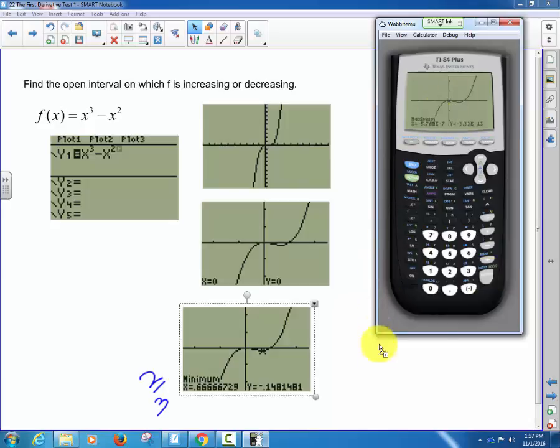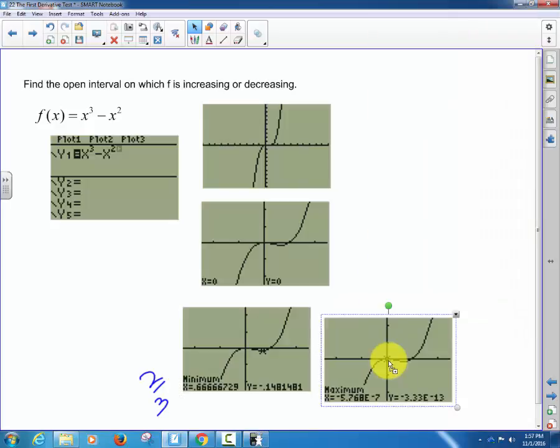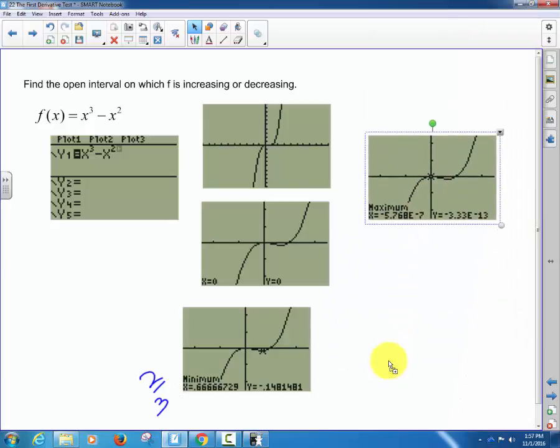It says my max is negative 5.768 E negative 7. What on earth is E negative 7? Like how many? Basically 0. It's basically 0. This is saying it's negative 5.76 times 10 to the negative 7. It means it's got 6 zeros in front of that 5. It's a decimal, 6 zeros and 5. So this is saying it's essentially x equals 0.